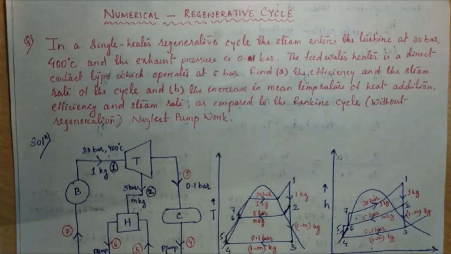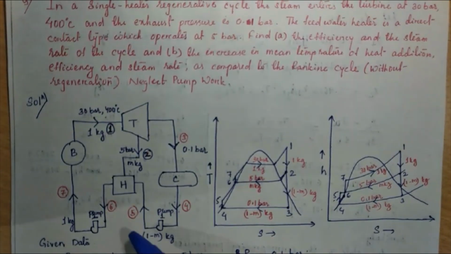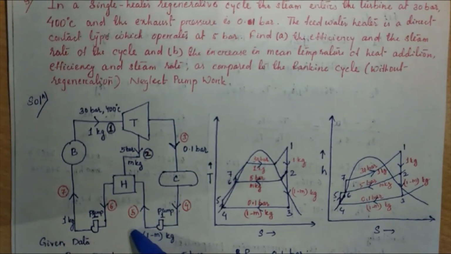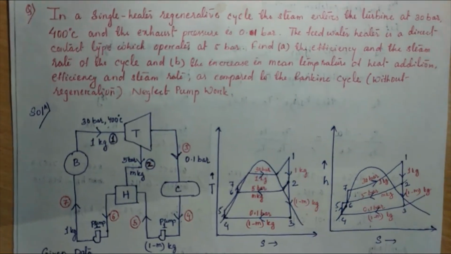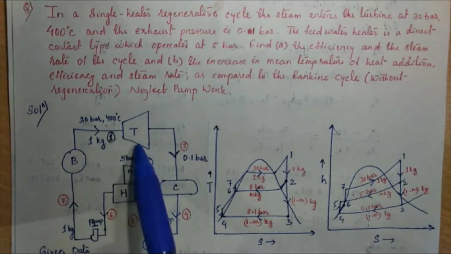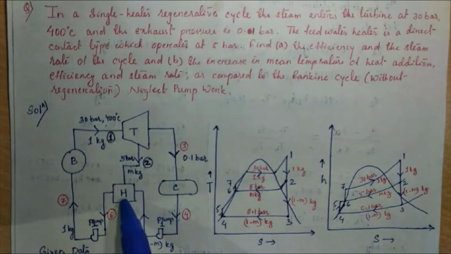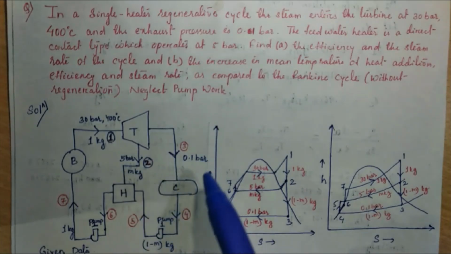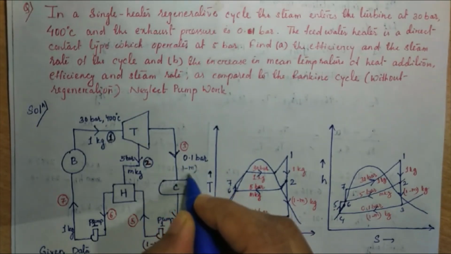Neglect pump work. So for the single heater regenerative cycle, we draw the schematic diagram of the steam power plant, and this is the TS and HS diagram according to the given question. Here this is the boiler, turbine, condenser, but from this turbine the total mass is not entering the condenser; some mass m kg is fed to this heater. So the mass which is entering the condenser is 1 minus m kg.